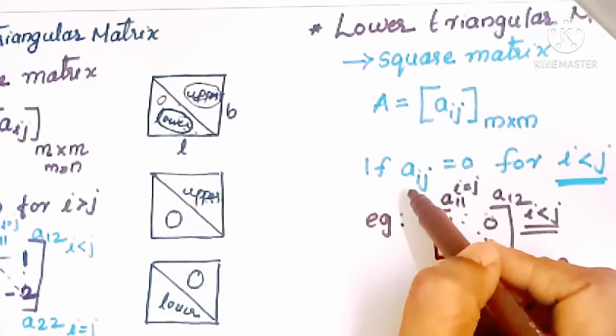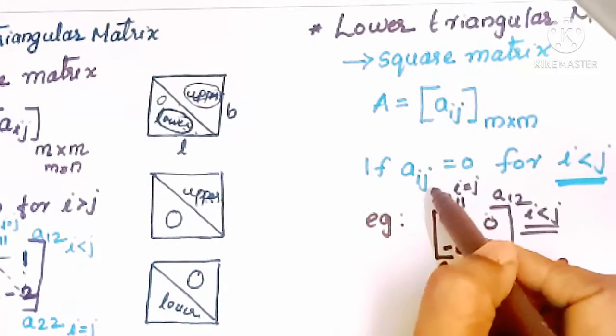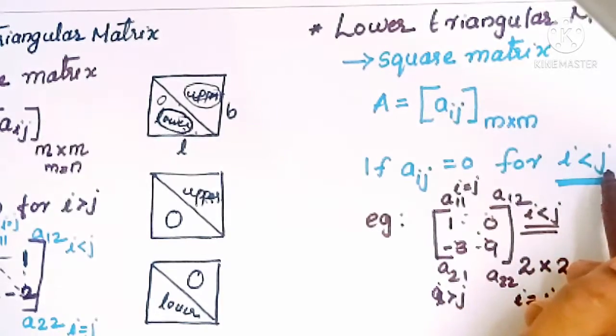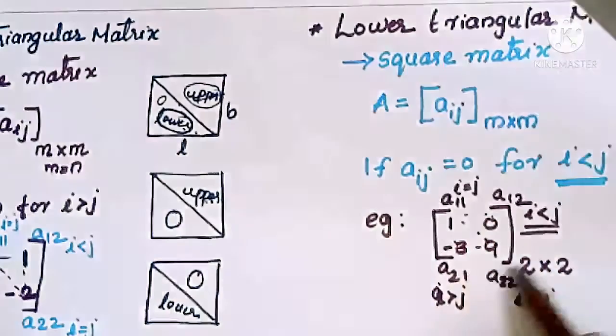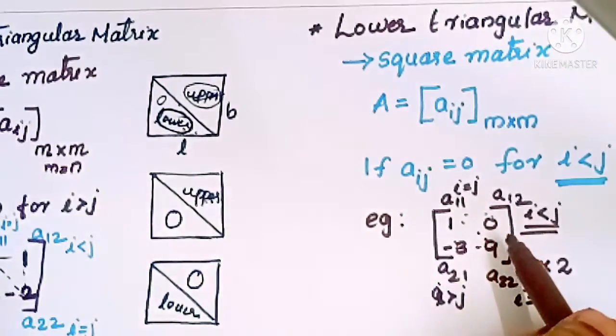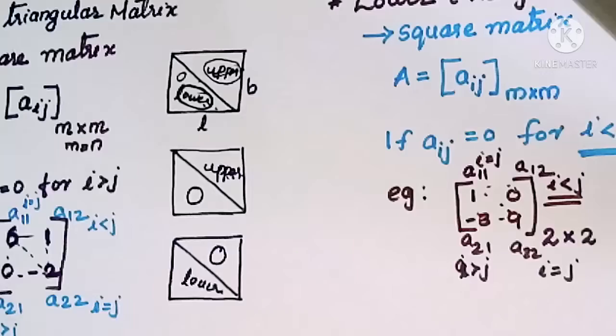What is the condition of a lower triangular matrix? Aij is equal to 0 for i less than j. So this triangular matrix satisfies this condition, so we can say this is a lower triangular matrix. Next we go for what is meant by a scalar matrix.